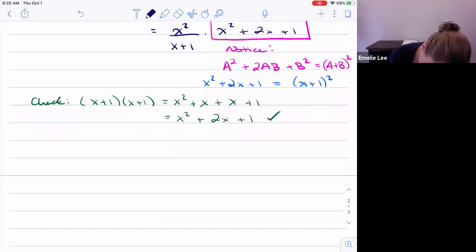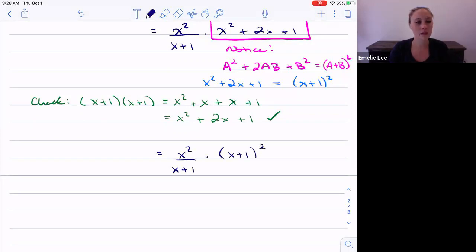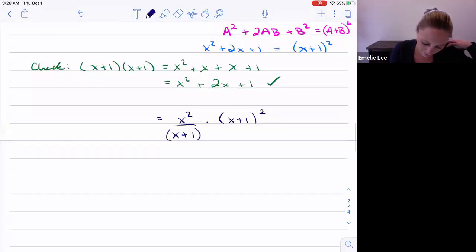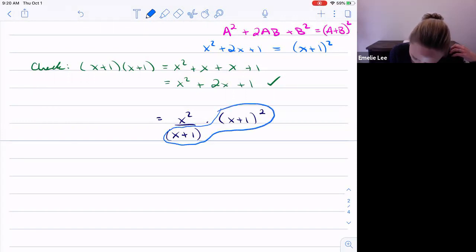So, just picking up, maybe I'll move it down the line. This becomes x squared over x plus 1 times x plus 1 squared. Again, because I'm multiplying here, I'm allowed to cancel these. Just to make it easier to see that I can cancel, I'll put brackets around x plus 1, there's no harm in that. So I'll show here, and this square cancels with this whole thing.